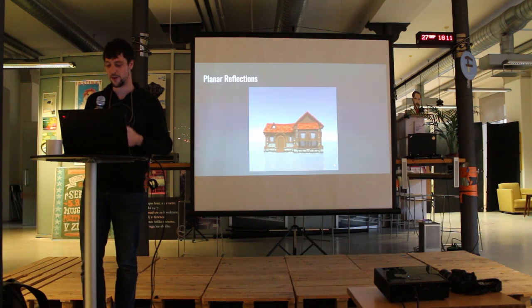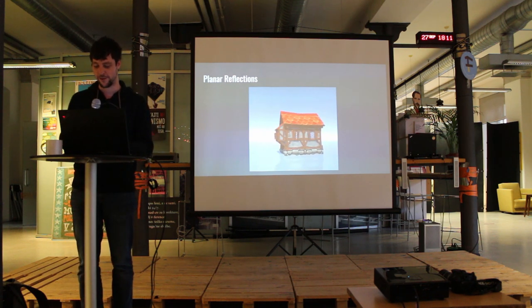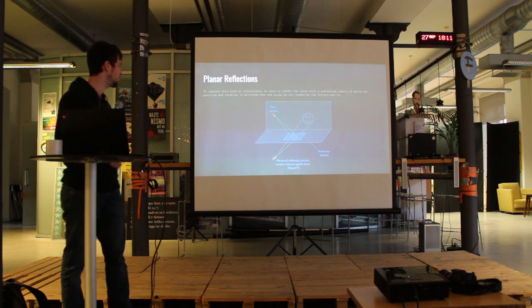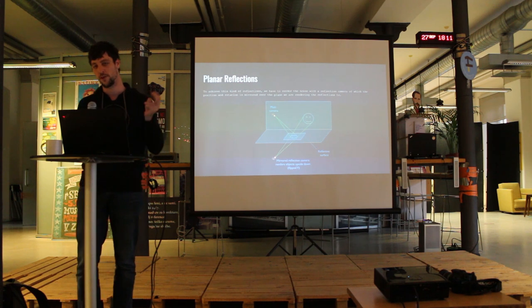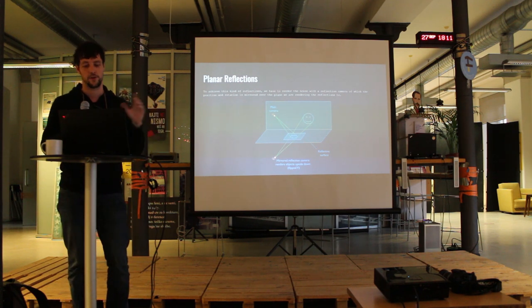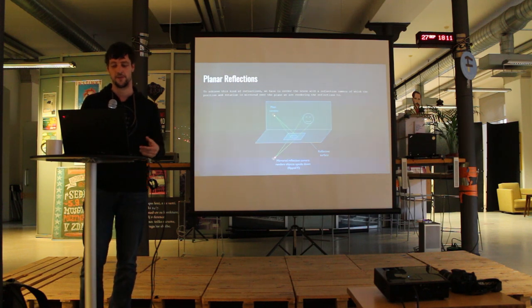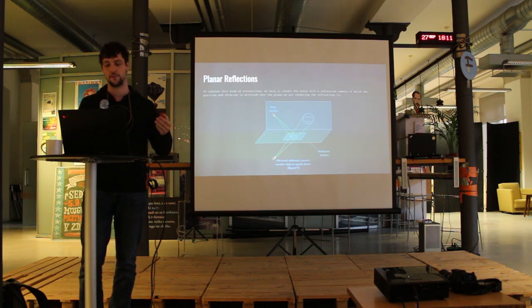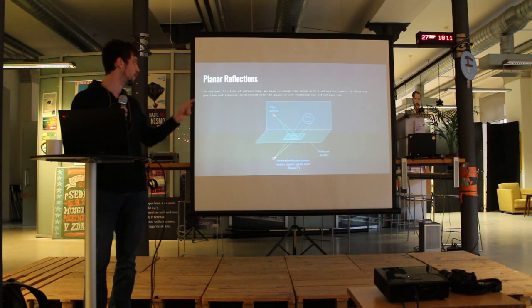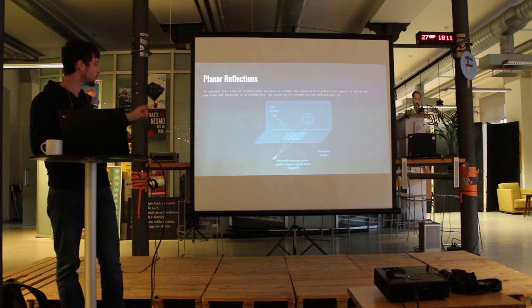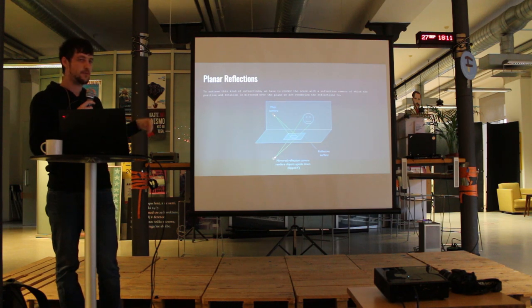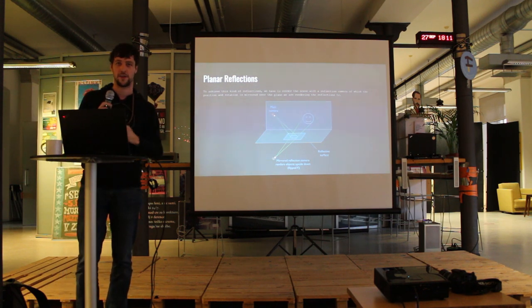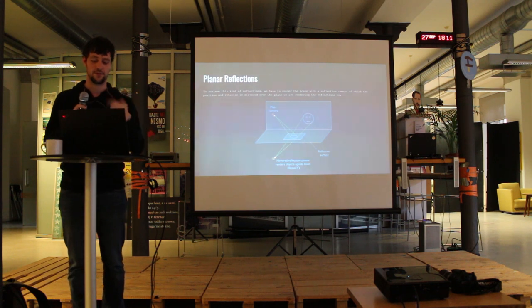So let's begin. How do we do planar reflections? To achieve this kind of effect, we have to render the scene with a secondary camera, which we'll call a reflection camera. It has to be mirrored over the plane we're trying to render the reflections on. You see the little square with the smile at the bottom. So we have to mirror the position and also mirror the X and Z rotation values of the camera, in order to flip everything.